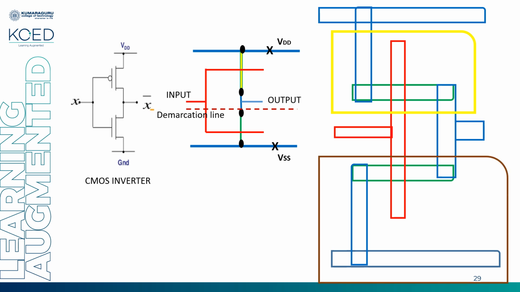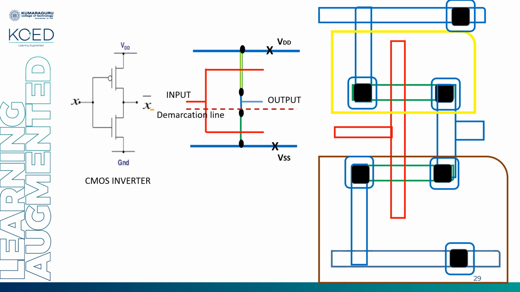Place your pull down network or NMOS within the P well, a brown color rectangular block. Contact cuts wherever there is interconnection, wherever an electrical connection is to be established, use a contact cut. And finally the VDD supply. So this is my layout diagram, stick diagram and layout diagram.